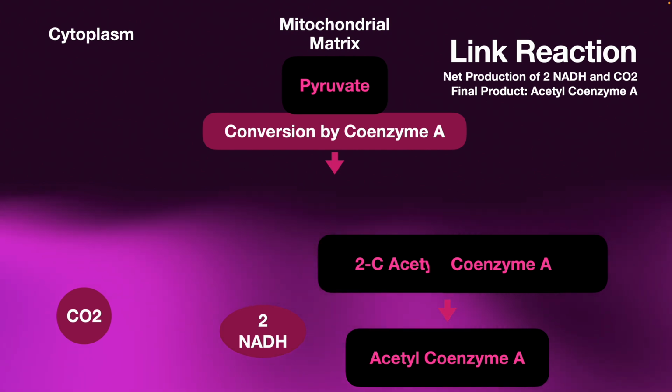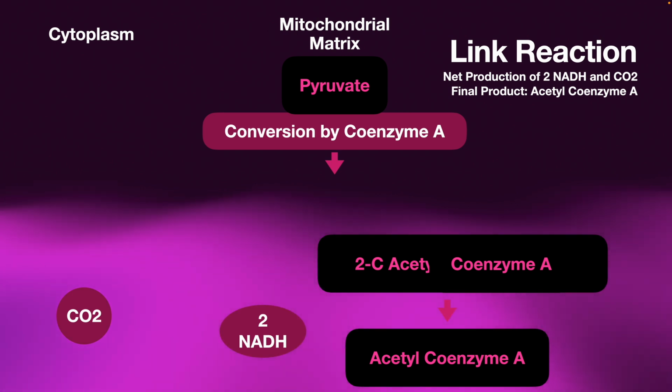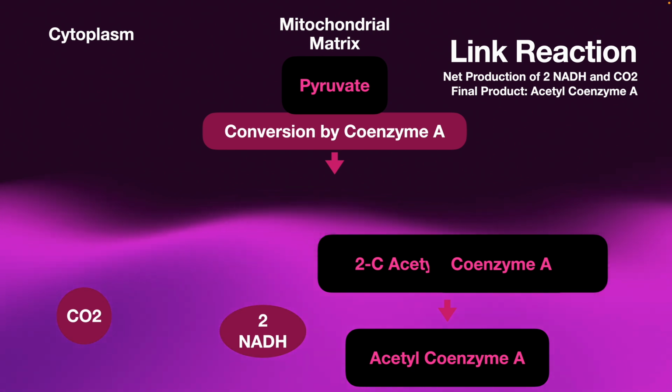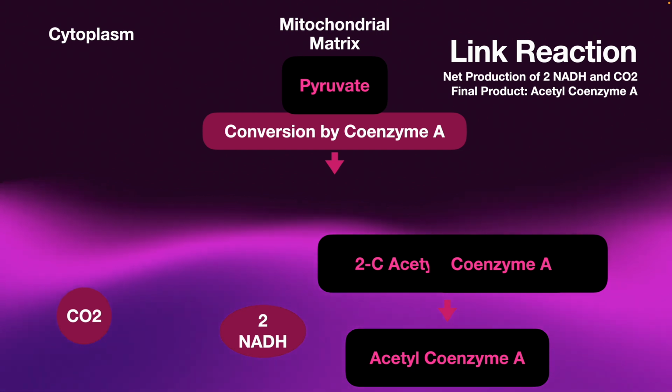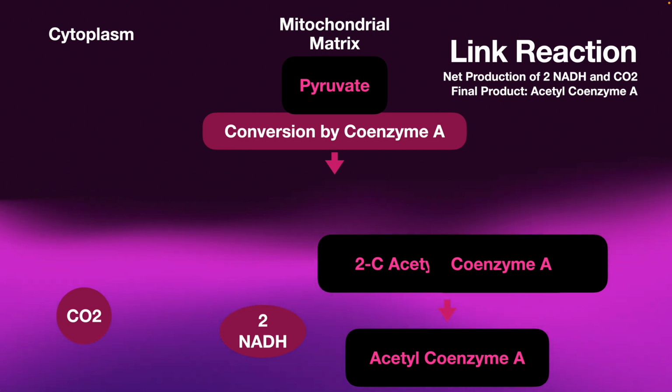And then the 2-carbon compound binds with coenzyme A and forms acetyl coenzyme A. And this is the link reaction. It has a net production of 2 NADH and 1 carbon dioxide molecule. The final product for it is acetyl coenzyme A. It occurs at the mitochondrial matrix.